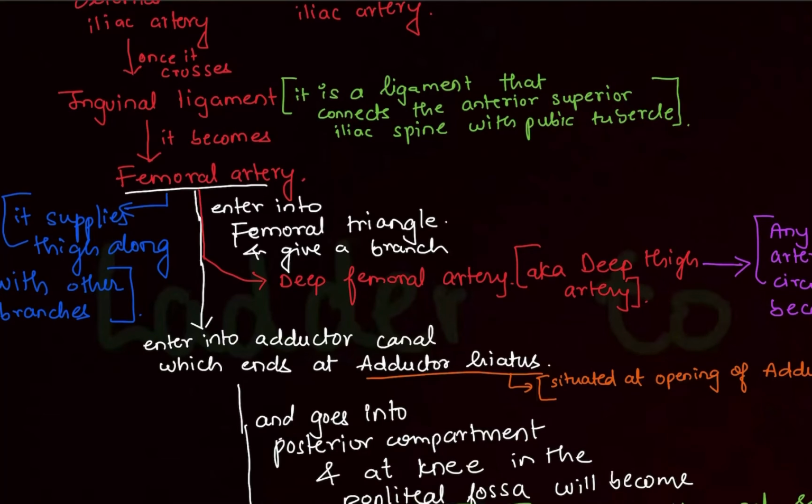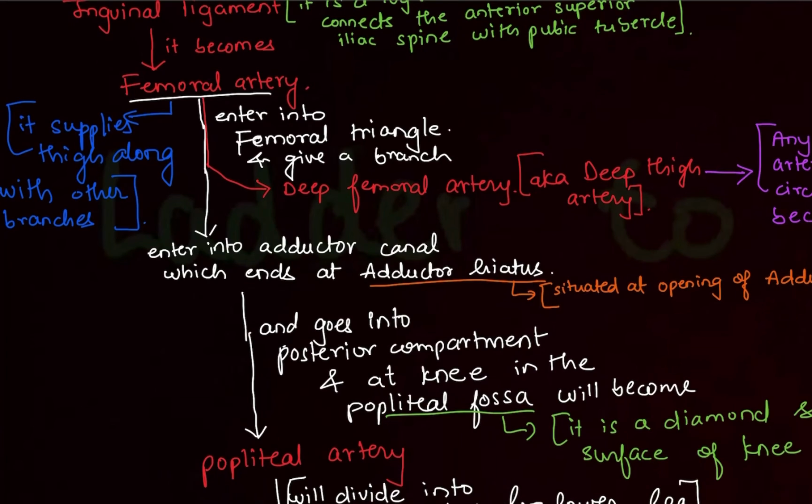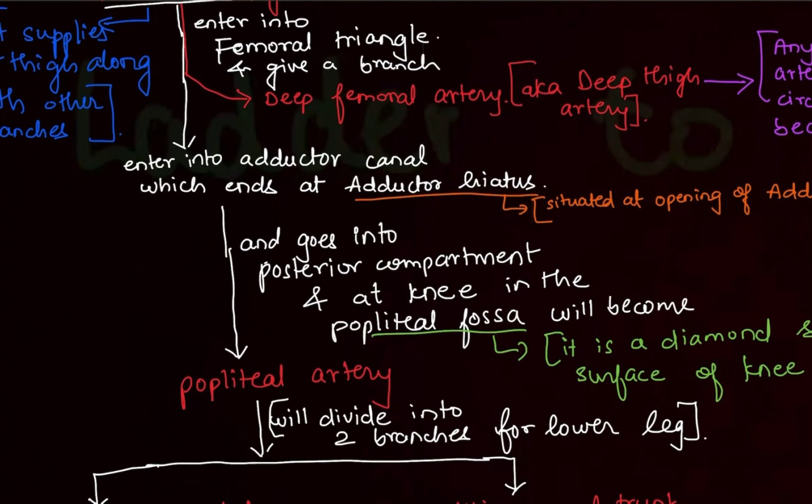This femoral artery will enter the femoral triangle and give a branch known as the deep femoral artery, also known as the deep thigh artery. So if there's any problem with the femoral artery, the blood supply of the lower limb will be maintained by the deep thigh artery or deep femoral artery. The femoral artery further will go into the adductor canal, which will end at the adductor hiatus. From the adductor hiatus, it will go into the posterior compartment or posterior surface of the leg, and into the popliteal fossa. It will turn into the popliteal artery.